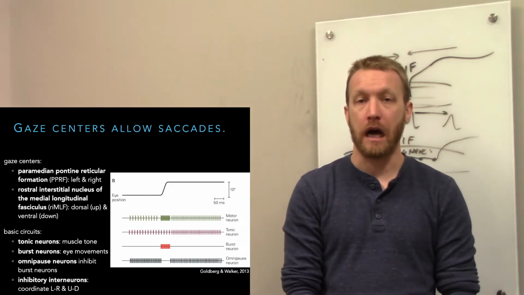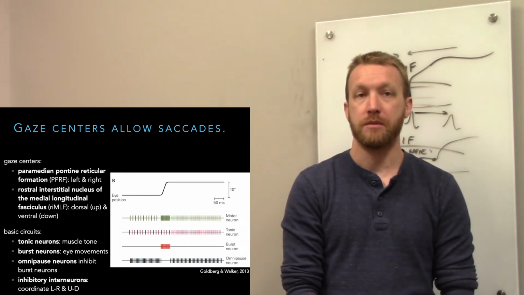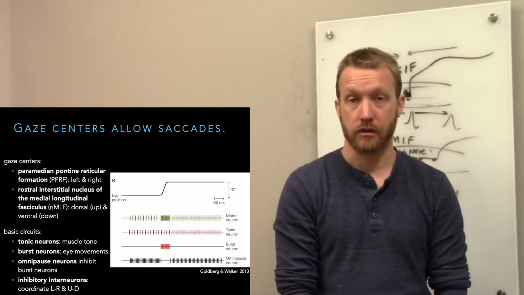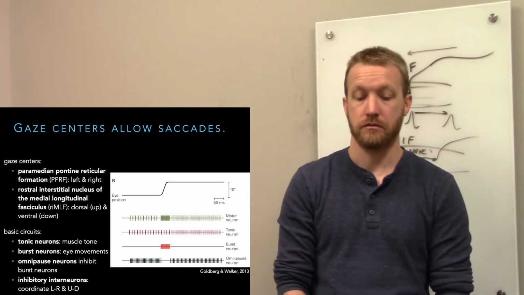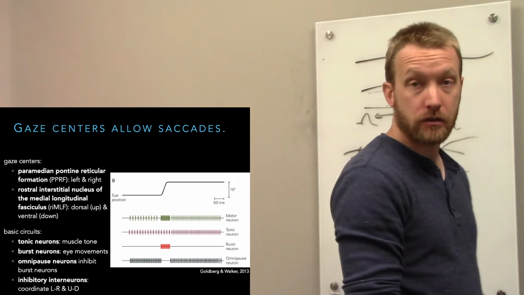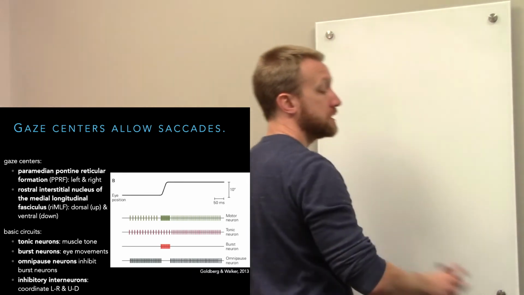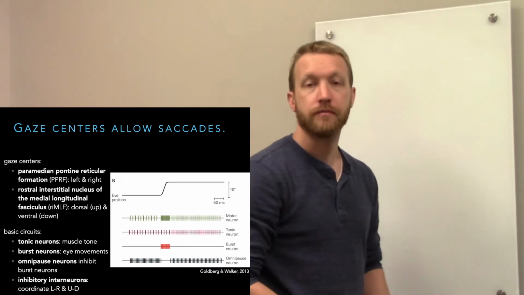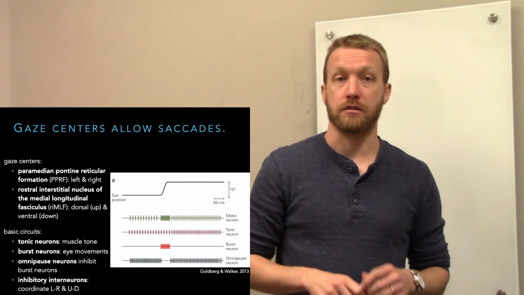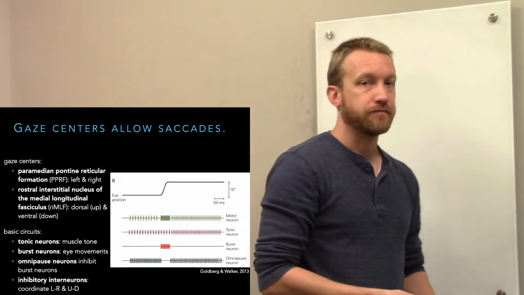When we create saccades, we turn off omnipause neurons. These are local inhibitory neurons that prevent burst neurons from firing. When we turn off omnipause, burst neurons fire. As the name suggests, they fire a high frequency of action potentials, a burst, onto extraocular muscles, causing quick increases in muscle tone. So we get fast movements.